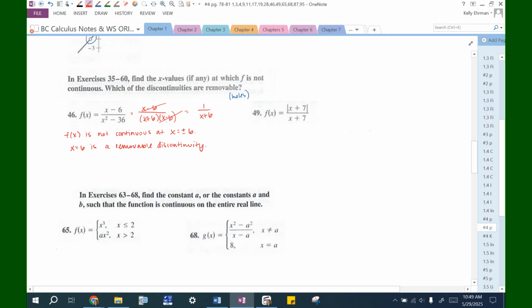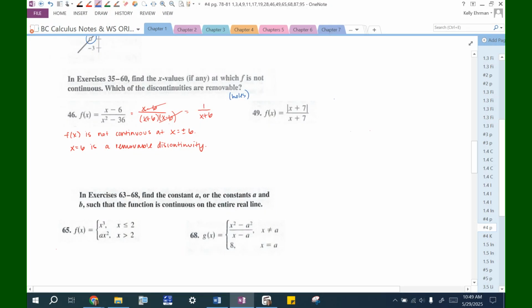I always think of it as like it was removed from the expression when I simplified it. Not that it's gone. It's just we could rewrite f of x to fill that hole in. We can't rewrite f of x to fix the discontinuity where the vertical asymptote is.